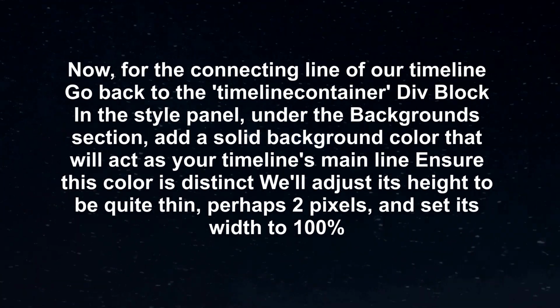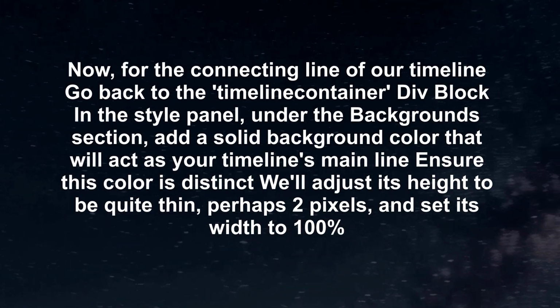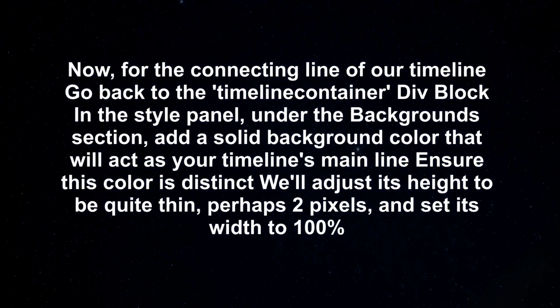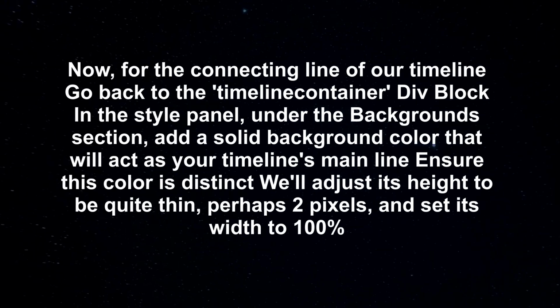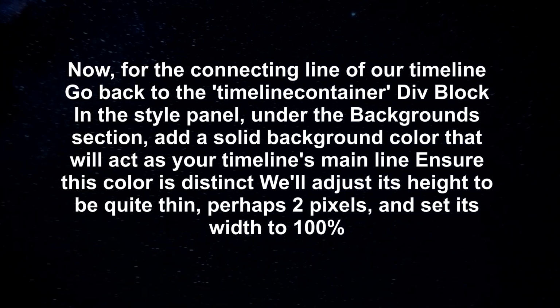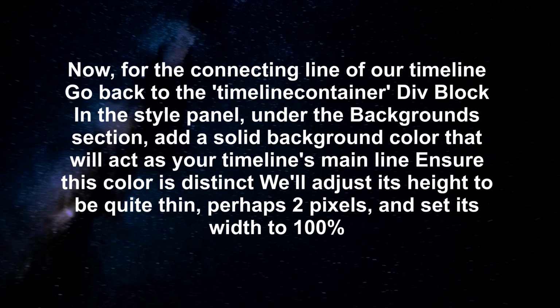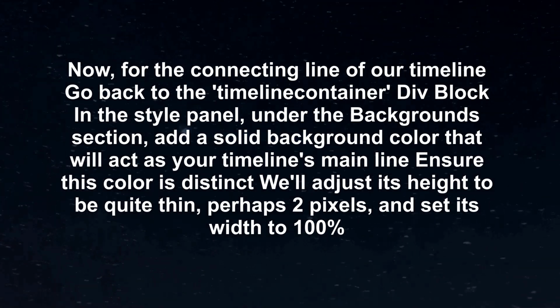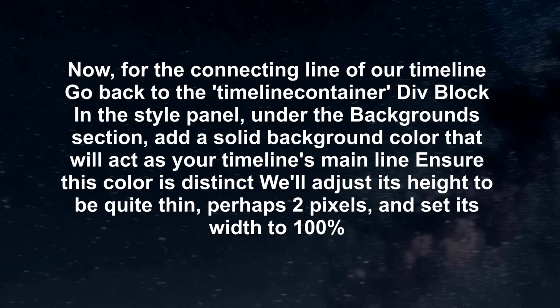Now, for the connecting line of our timeline, go back to the Timeline Container div block in the Style panel. Under the Background section, add a solid background color that will act as your timeline's main line. Ensure this color is distinct. We'll adjust its height to be quite thin, perhaps 2 pixels, and set its width to 100%.